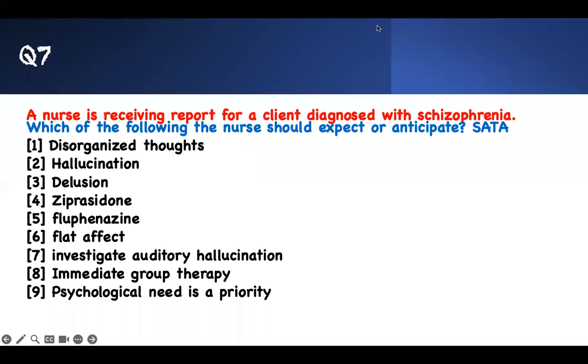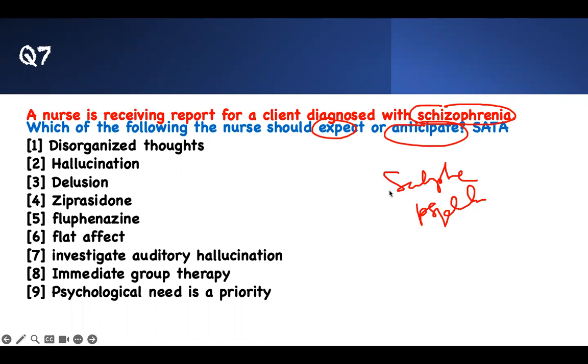Keywords. You've got to break it down. How do you break this down? Buzzwords: schizophrenia, report, and what do I expect and anticipate? Only 3 things. So schizophrenia and my expected finding. I know this is a psychotic problem. How do you diagnose this? You need positive symptoms and at least 1 negative symptom. The positive symptoms are what they use for diagnosis.